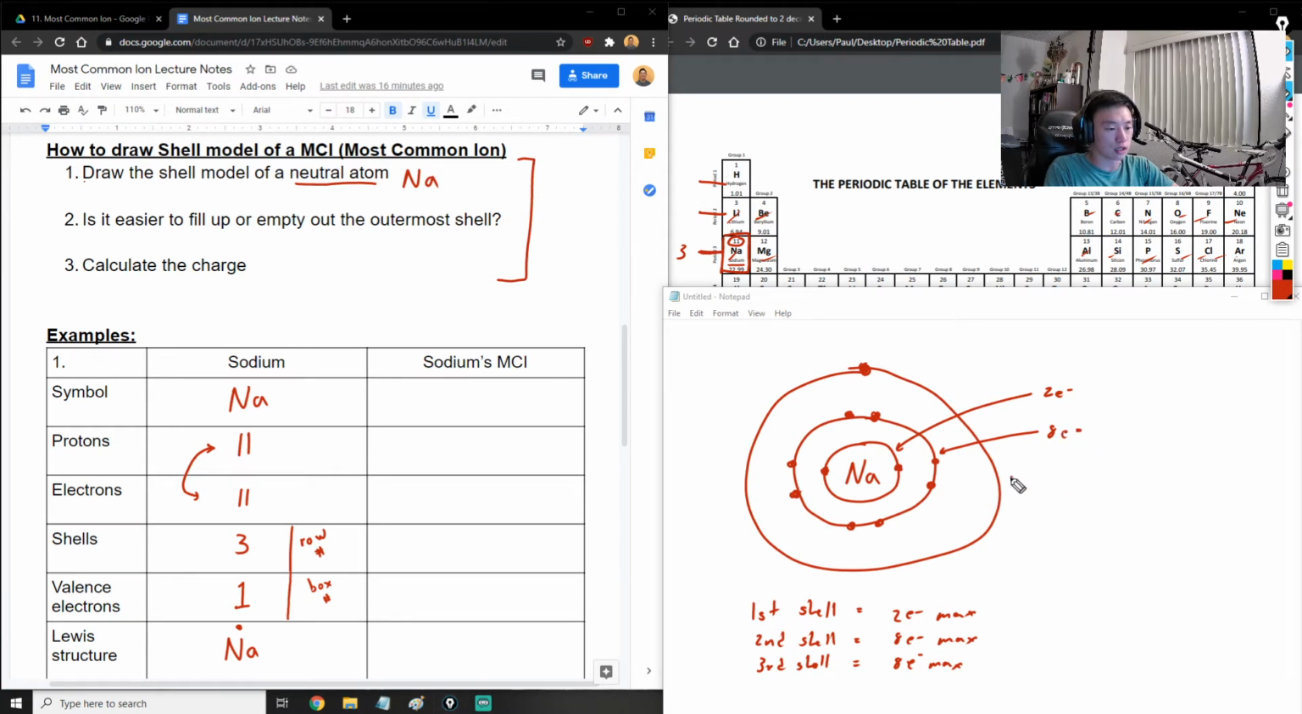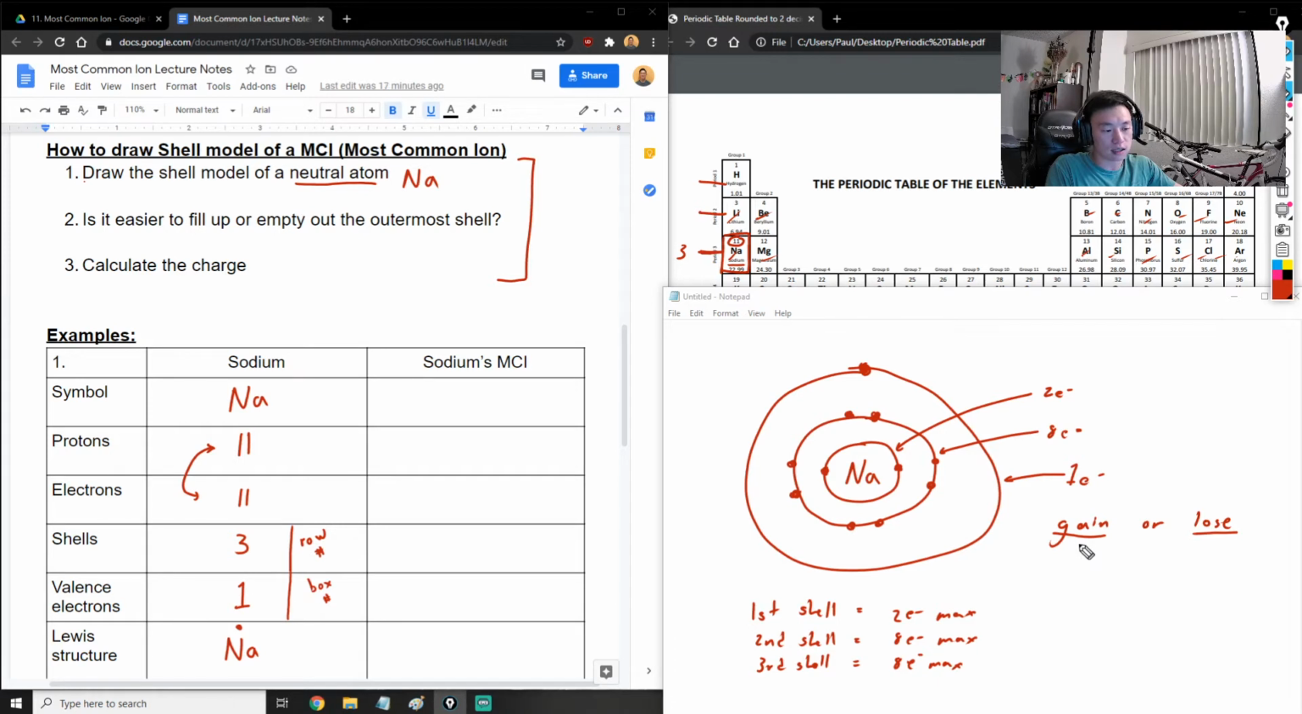It's completely full. But if you look at this third shell right here, how many electrons are in the third shell? Okay, the third shell only has 1. Now, if you notice, the third shell can hold 8 max. That means this shell is unstable. So that means sodium is either going to gain or lose electrons in order to make sure that its outside shell is completely full. So what we need to figure out is, is it easier for sodium to gain or is it easier for sodium to lose? So let's think about the options.